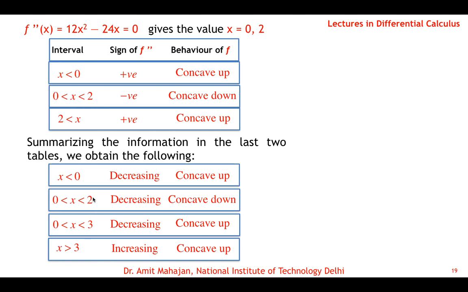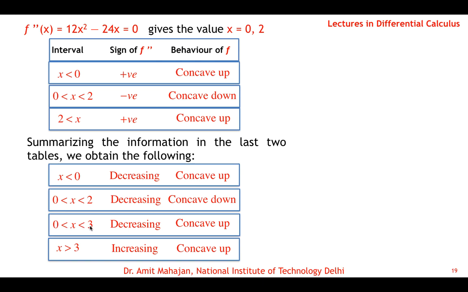This is because 0 and 3 were critical points, and 0 and 2 are the points from the second derivative. So all x less than 0 is one interval, then 0 to 2 is the second interval, then we have 2 to 3 from the previous slide, and then all x greater than 3. Then we can note the behavior. Up to 3 we had a decreasing function, and for x greater than 3 we had increasing. Up to 0 we have concave up, then 0 to 2 concave down, and for all x greater than 2 we have concave up.